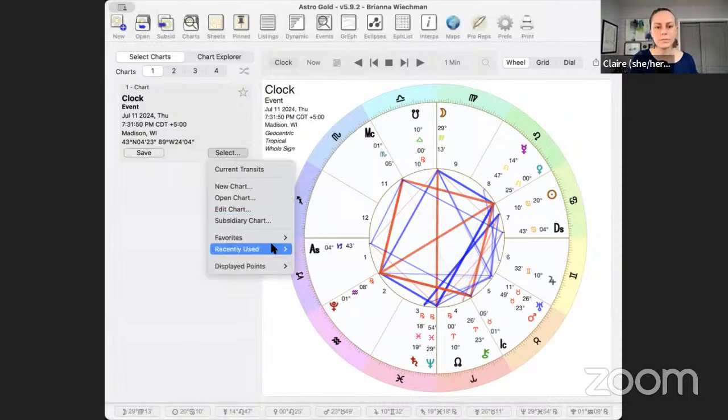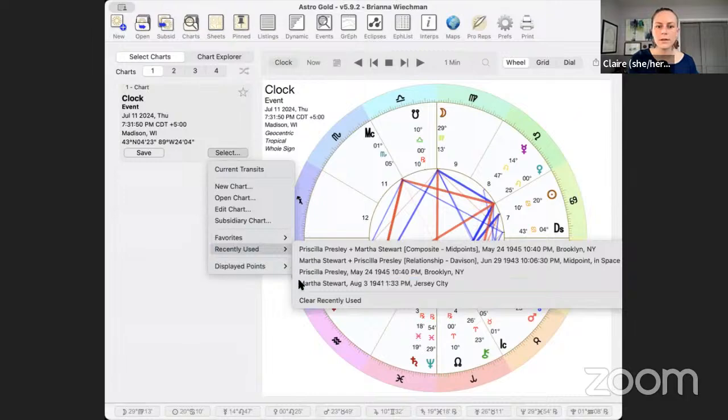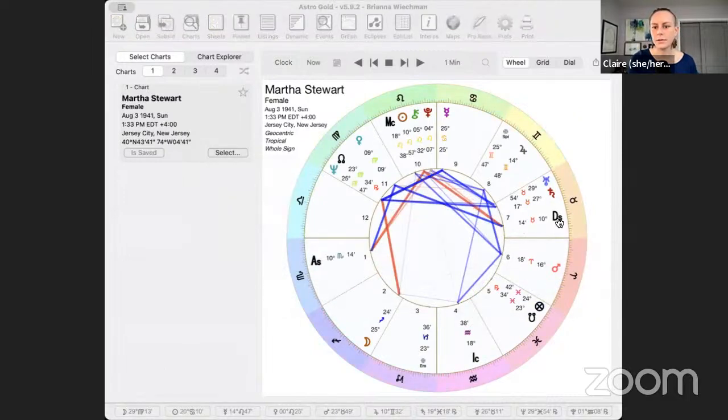Okay, let's throw out Martha Stewart here. Unaspected planets. Let's see if they have any. Some charts don't, everything's aspecty. And I guess, yeah, let's see what you were saying here.